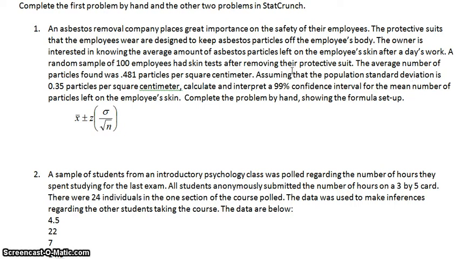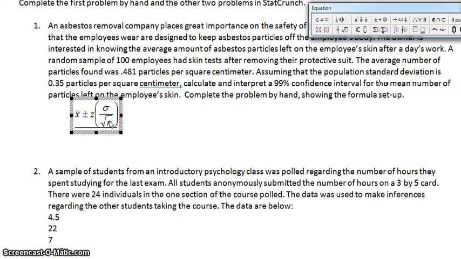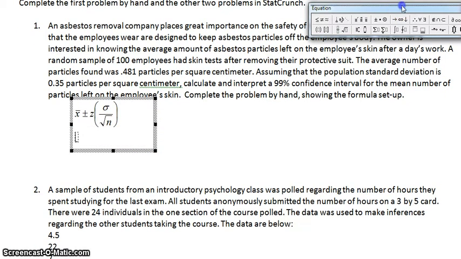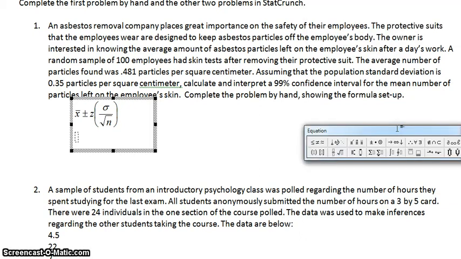Now the question here is whether it's Z or T. Well, the key here is that we know the population standard deviation. So we know what sigma is, therefore this one's going to be Z. So that's why we've got this formula here. So now all we have to do is plug in, and let's see, X bar was the sample mean, 0.481, plus or minus, you know what we can do, we can just copy this down and change the values.